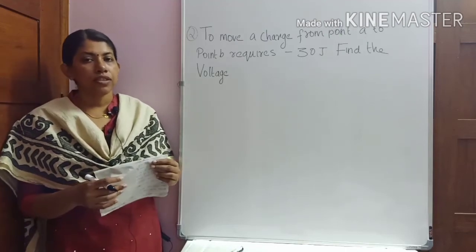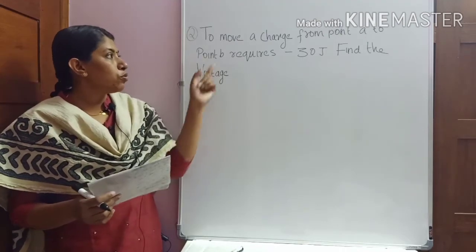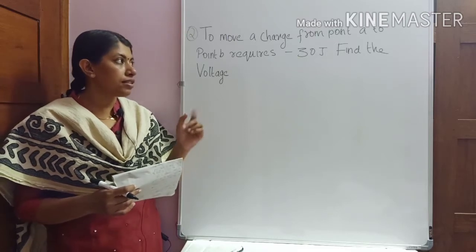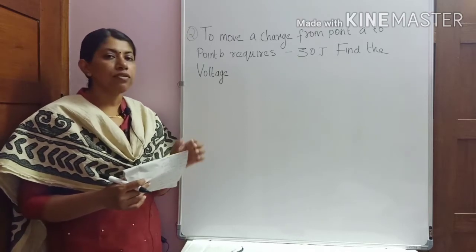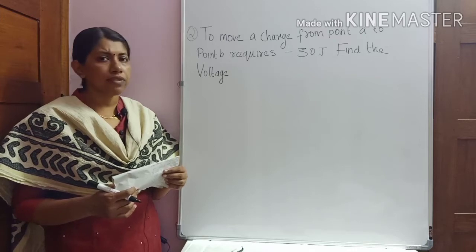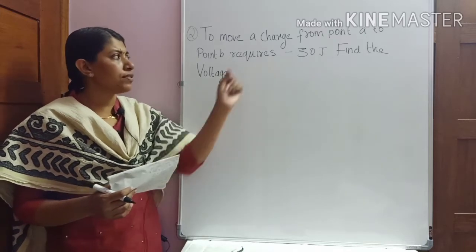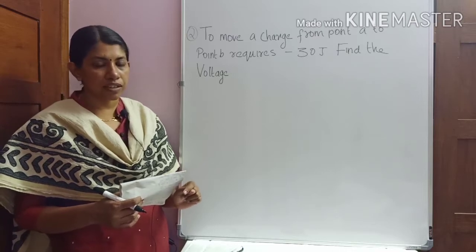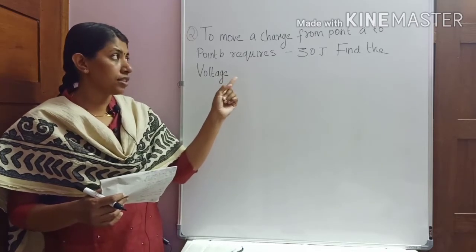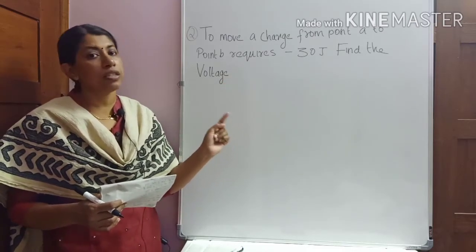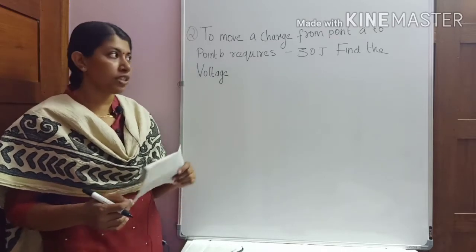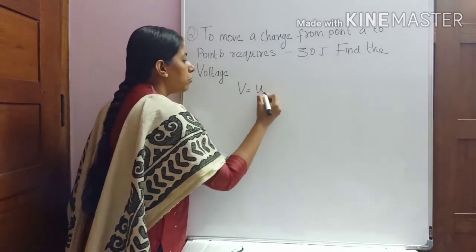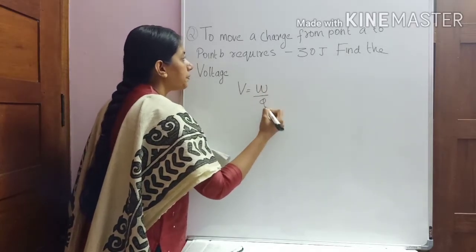Now let us do the second problem. To move a charge from point A to point B requires minus 30 joule. Find the voltage. So we are asked to find the voltage, and we are given the value of energy required to move a charge from one point to another. This can be easily solved if we remember the basic definition of voltage. What is the relation for voltage? Voltage is equal to W by Q.